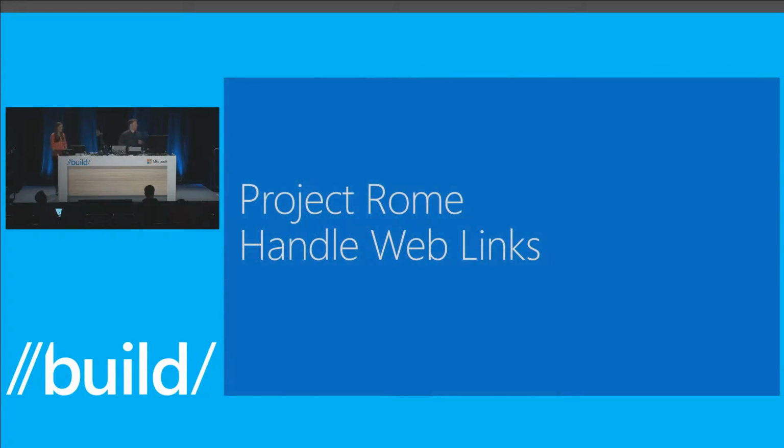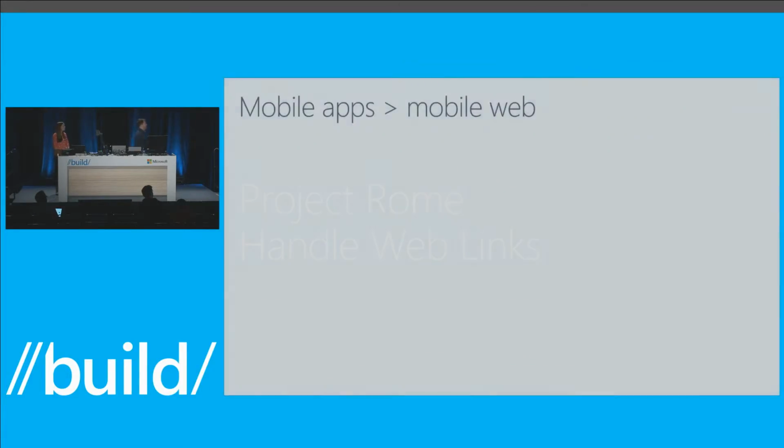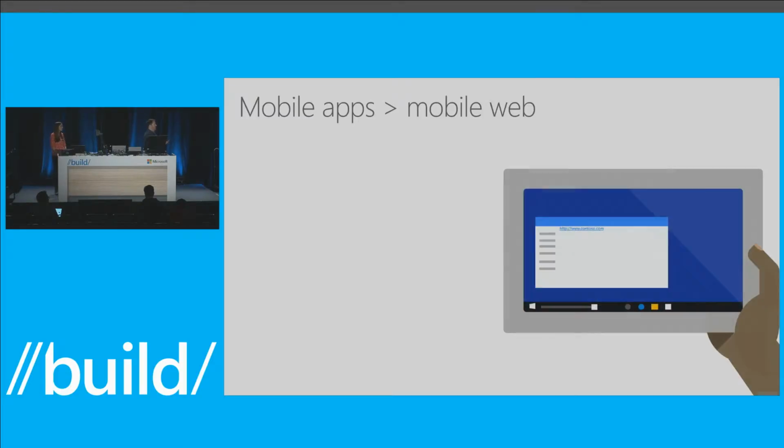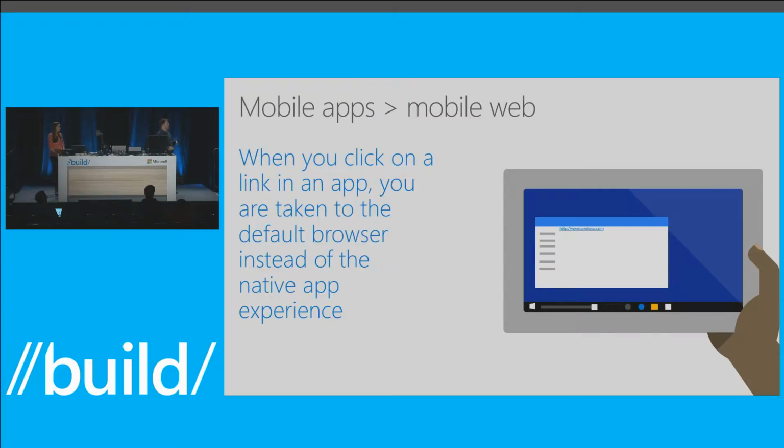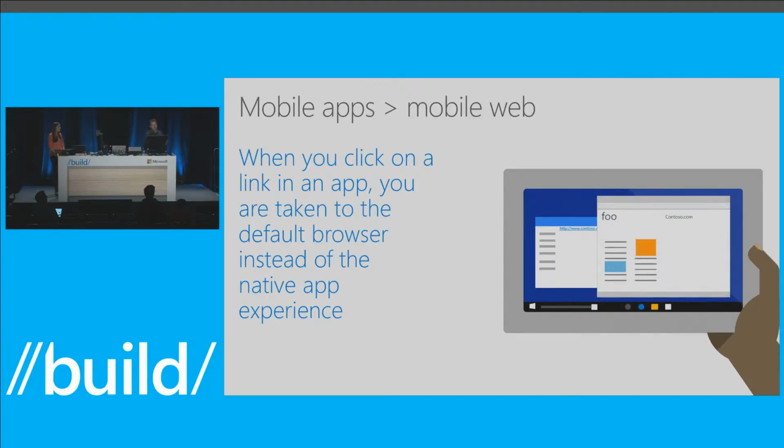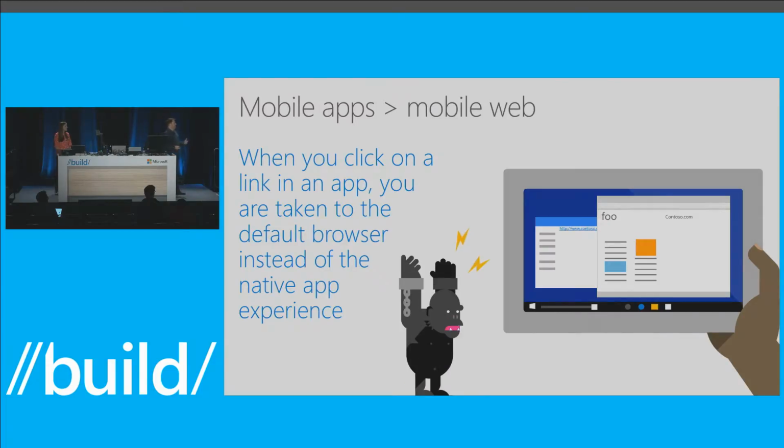So first off, handling web links. In a lot of cases, mobile apps are better than the mobile web. And you're all familiar with this experience where you get a link in an email, or something like that, and you hit it and you want to go to the app, but instead you end up going to the browser. And this is not always the best experience for your user, especially if you've invested a lot of time in really building a rich app experience that's tailored to the device the user's on. They can be frustrated.